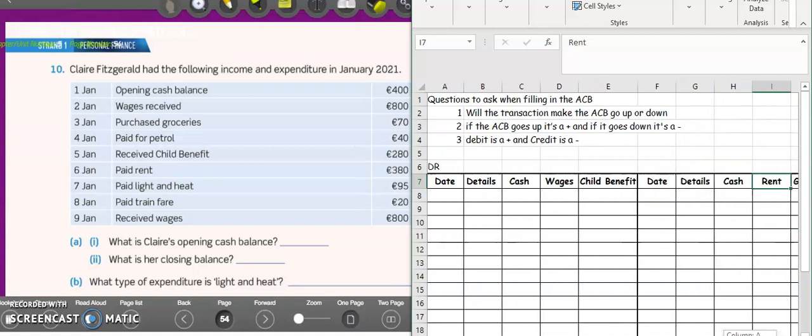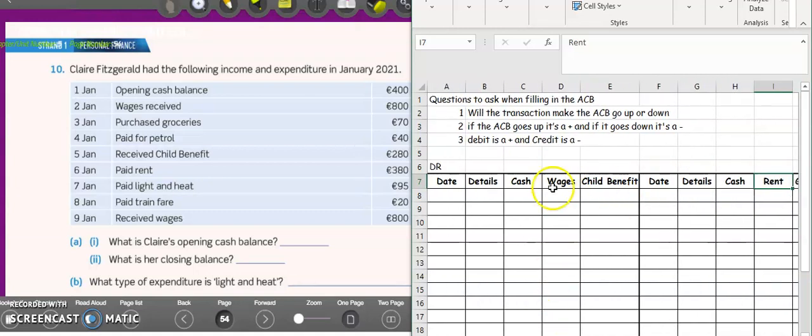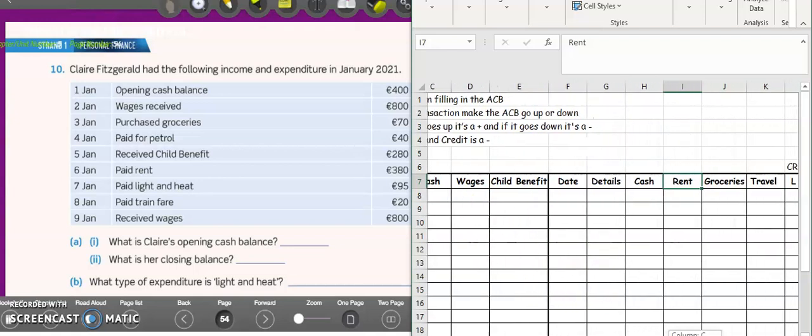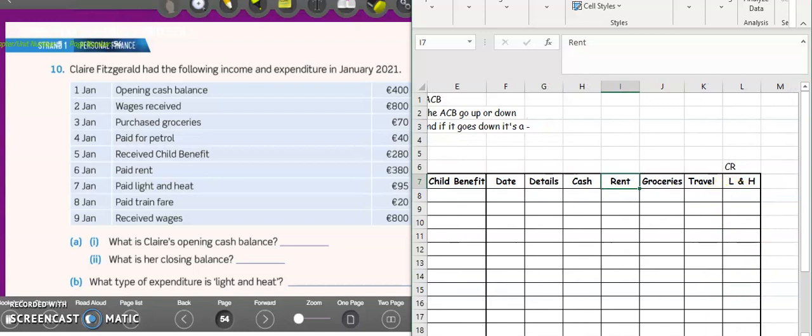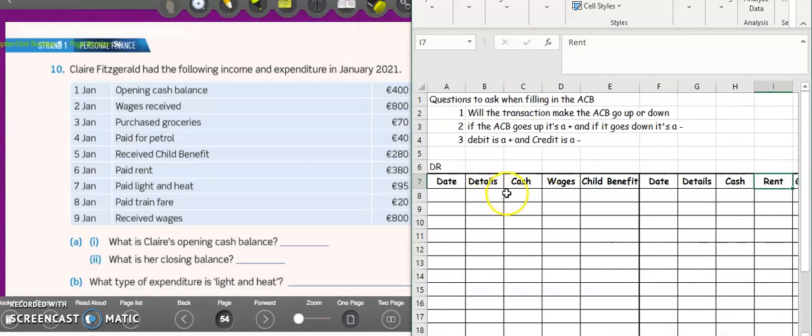So basically what this household is trying to do is see how much money is coming from our wages, how much is coming from our child benefit, and how much we are spending on rent, groceries, and travel. The figure we're going to get the majority of the time is going to go into your cash, and it's also going to go into an analyze cash column as well.